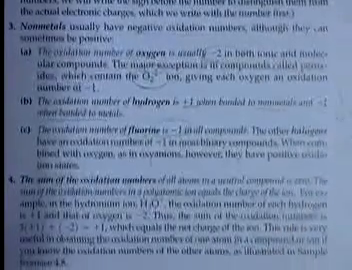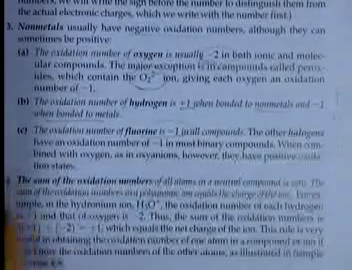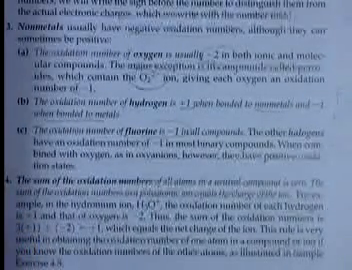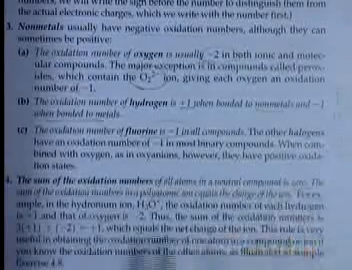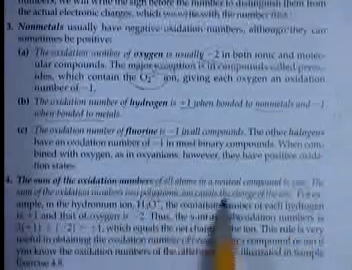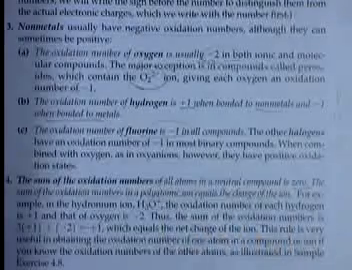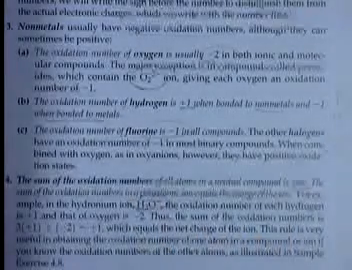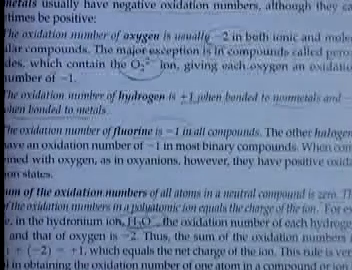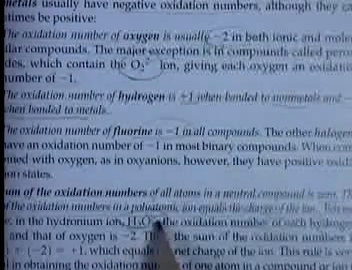Now, sometimes they change. Here's a good rule to help you determine what the oxidation numbers are. The oxidation numbers of all atoms in a neutral compound add up to 0. The sum of the oxidation numbers in a polyatomic ion equals the charge of the ion. So if you look at this ion, H3O+, the hydronium ion, you can see that it must add up to +1.